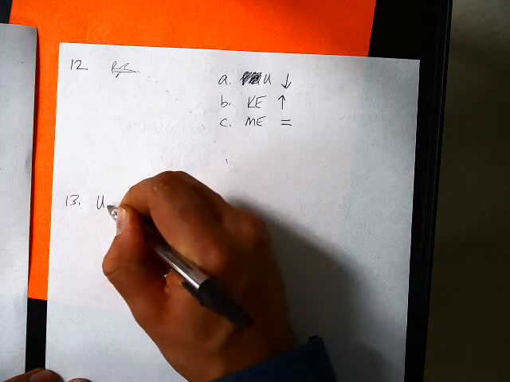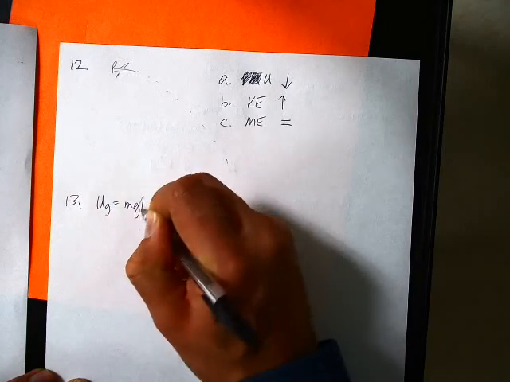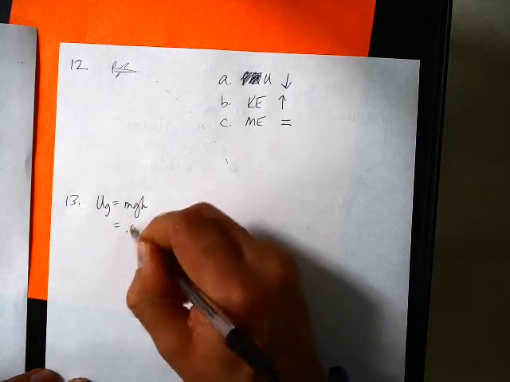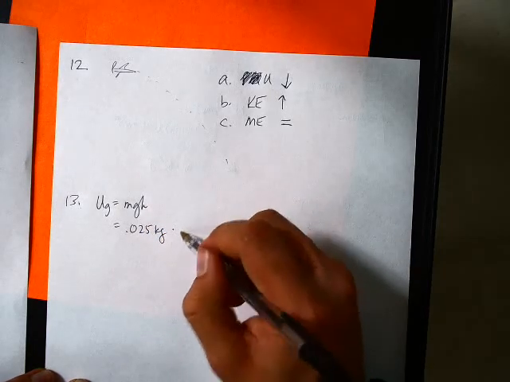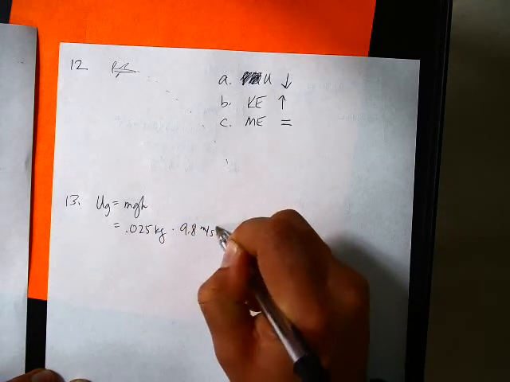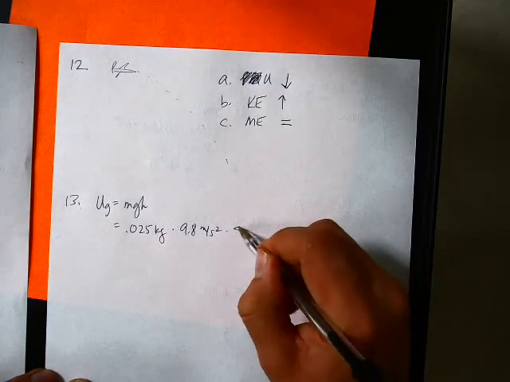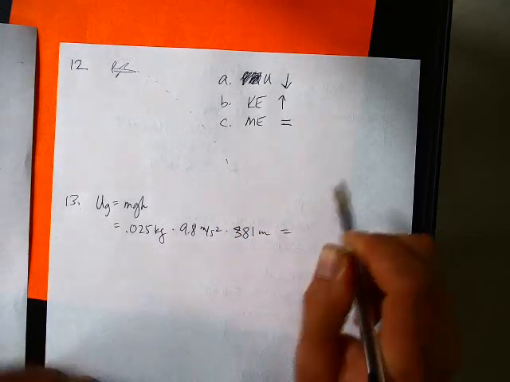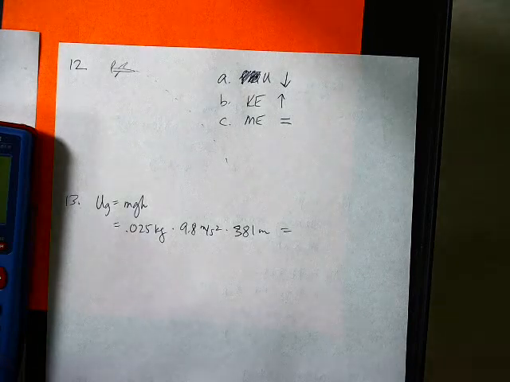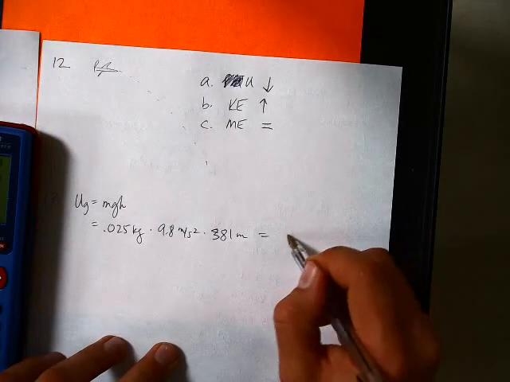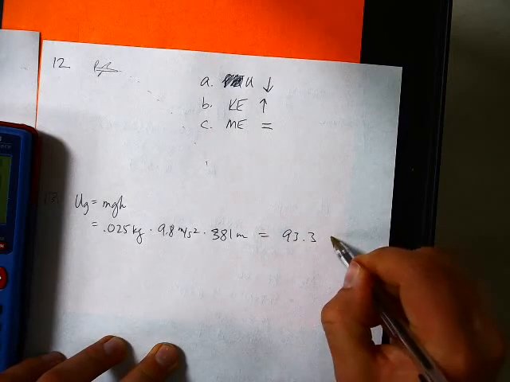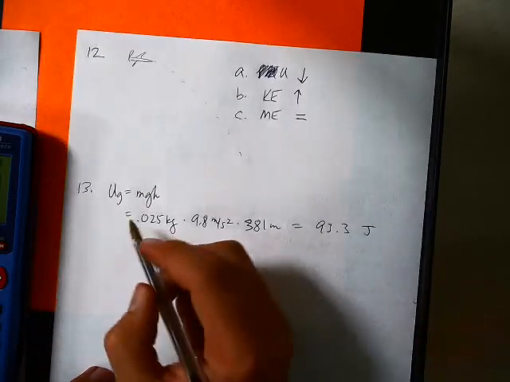So potential energy is mass times gravity times height. So the mass of the penny is 0.025. The g is 9.8, and the height is 381 meters. So we can crank that out. Times 381, multiply 0.025 to get 93.3 joules of potential.